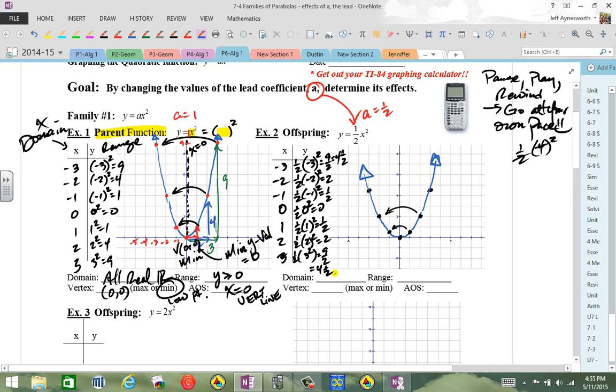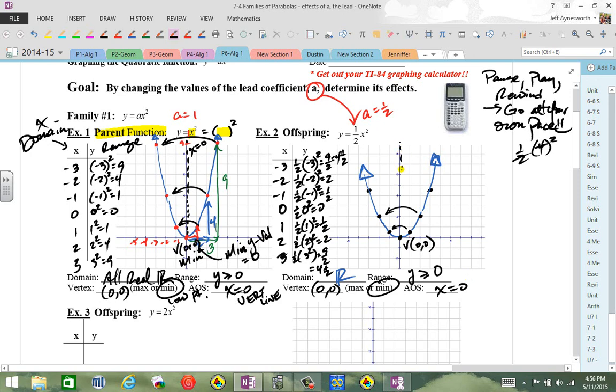The domain here, all reals. The range, well, it depends on the vertex, right? The vertex is still 0, 0, and all the y values are above it. Look at that, 1/2, 2, 4 1/2, they're all greater than that. So y is greater than or equal to 0 again. All right, vertex 0, 0. It's a min, and the axis of symmetry, same, x equals 0.